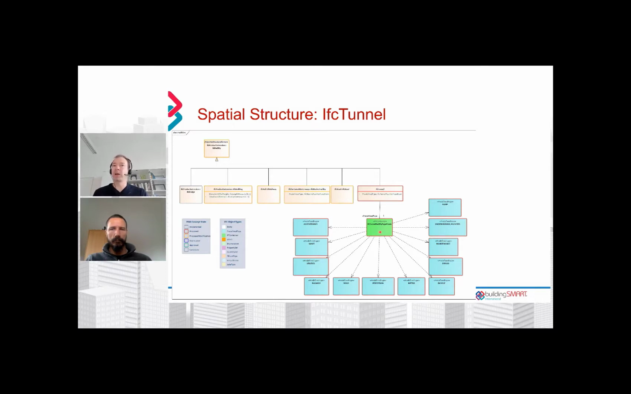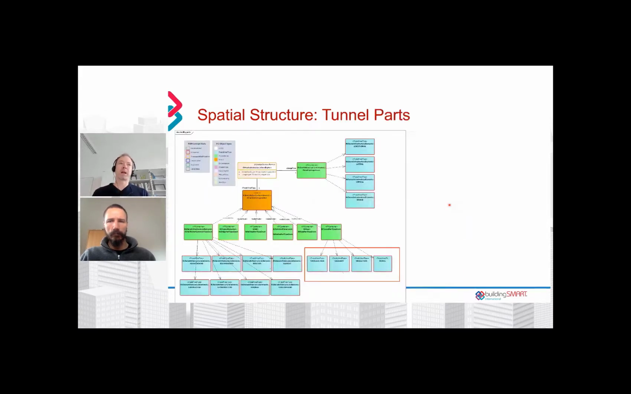It's not subtypes, but instead we use the predefined type here. We have access tunnel, we have shaft, we have utilities, railway tunnels, road tunnels, pedestrian tunnels, metro tunnels, bicycle tunnels, bypass tunnels, maintenance tunnels, general underground facilities, and we also have the ramp, which is a special tunnel to access a tunnel from the surface.